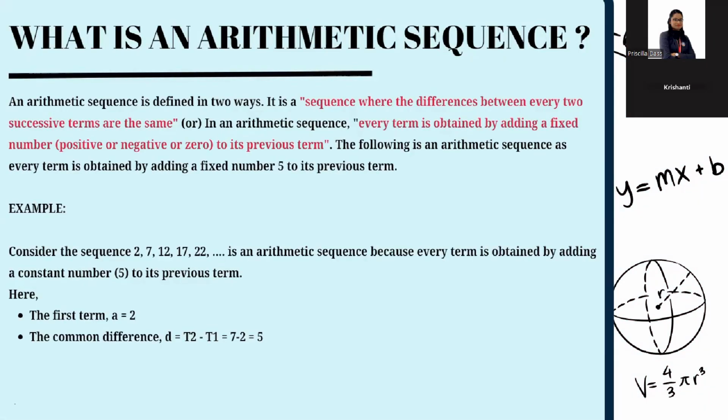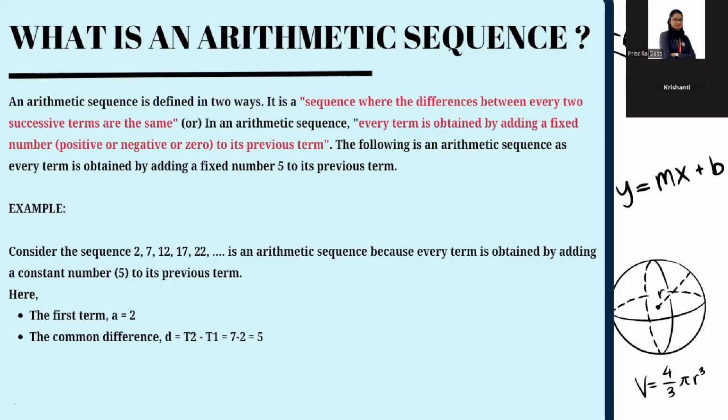So before that, let's dive more into arithmetic sequences. Again, an arithmetic sequence can be defined in two ways: a sequence where the differences between every two successive terms are the same, or every term is obtained by adding a fixed number, positive or negative or zero, to its previous term.